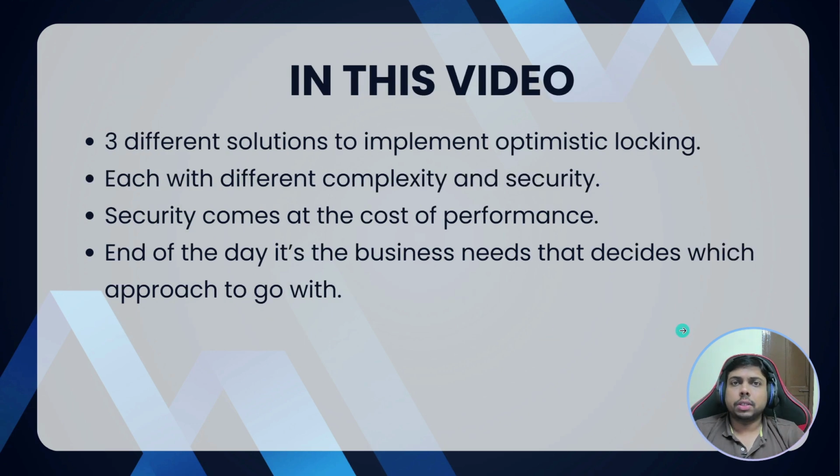So this video is about optimistic locking, but I'll show you 3 different techniques to achieve it. Not one, not two, but 3 different techniques. Now why 3 different techniques? Each technique has its own role. Some of them are simple to implement, but they are less secure. Others are highly secure, but security comes with performance overhead. So at the end of the day, you have to decide. One is not better than the other. It's your business need that decides what solution you have to implement.